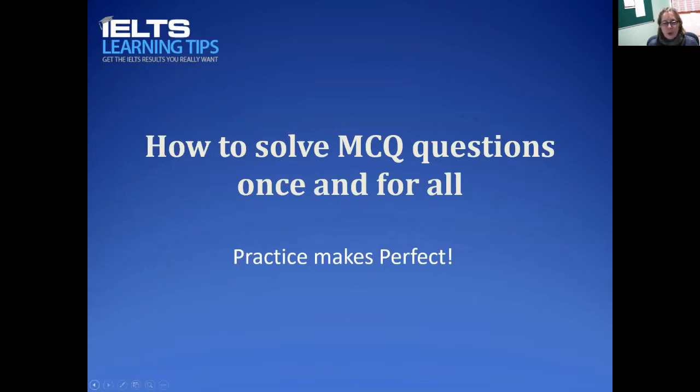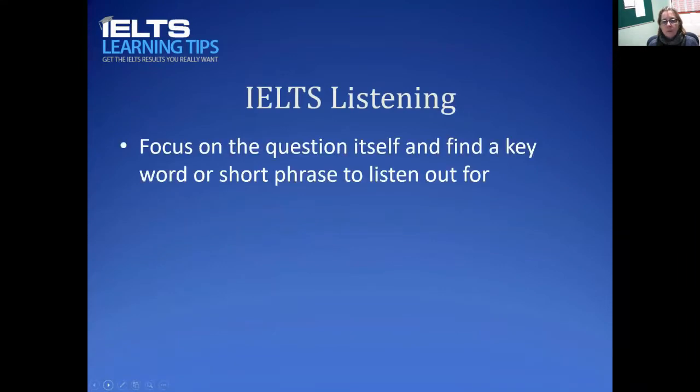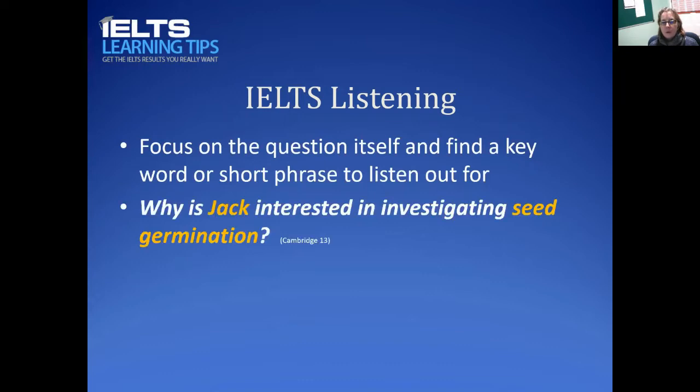So let's start with the listening. So the thing about the listening is to keep it as simple as possible so that you don't get confused, because there's a lot to do. So focus on the question itself and find one keyword or one short phrase that you can use to listen for and then get the right information.